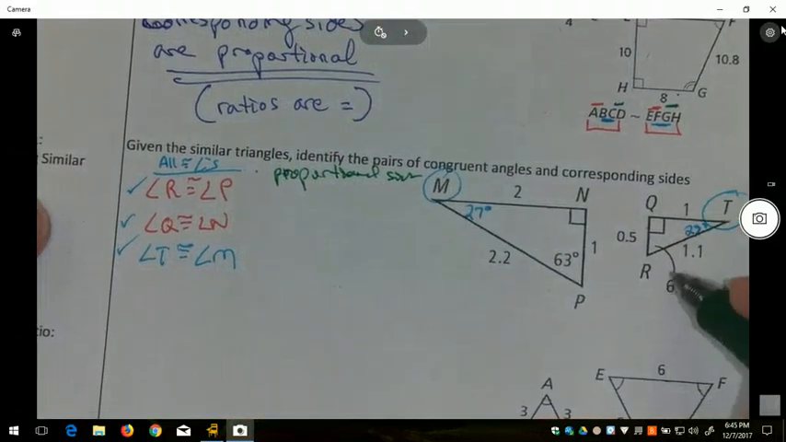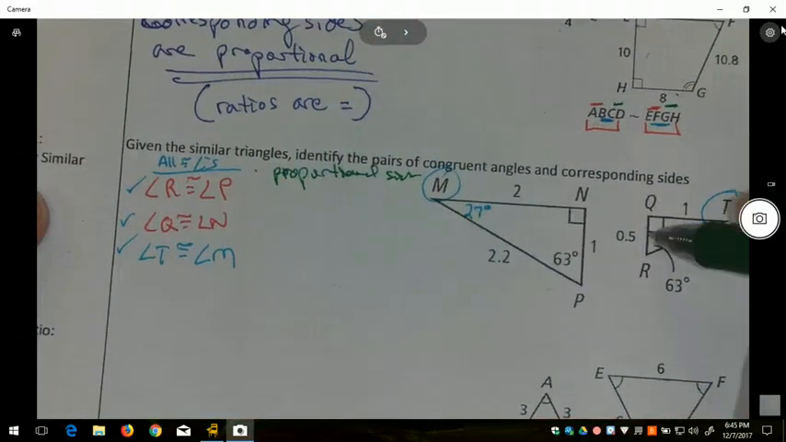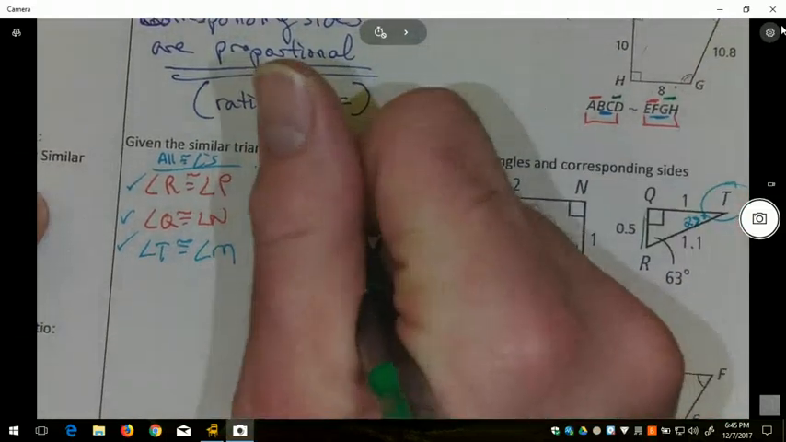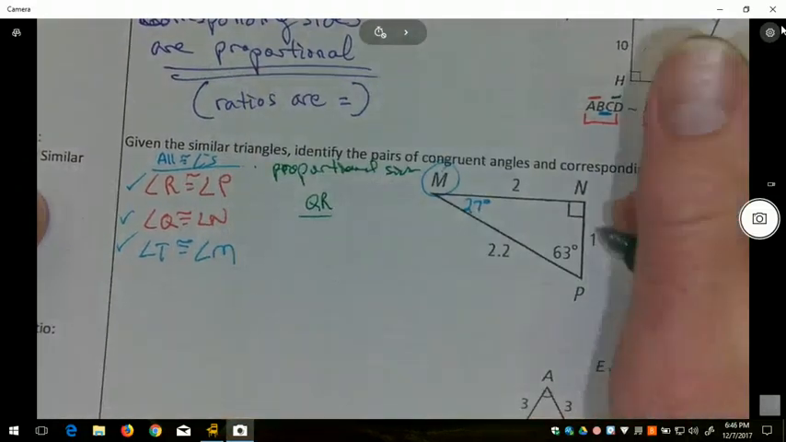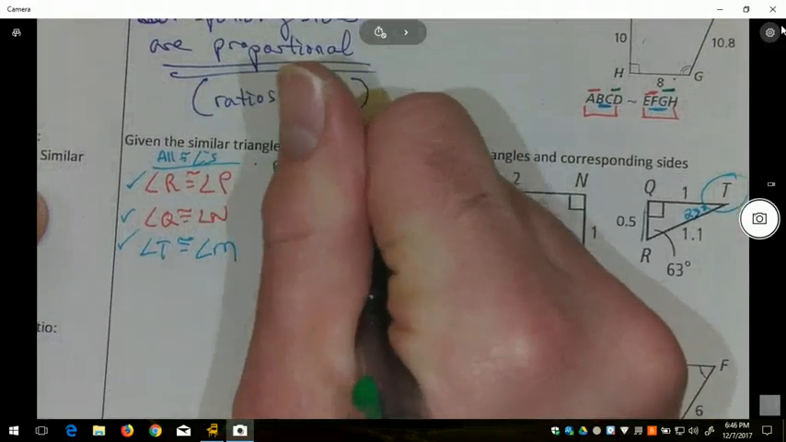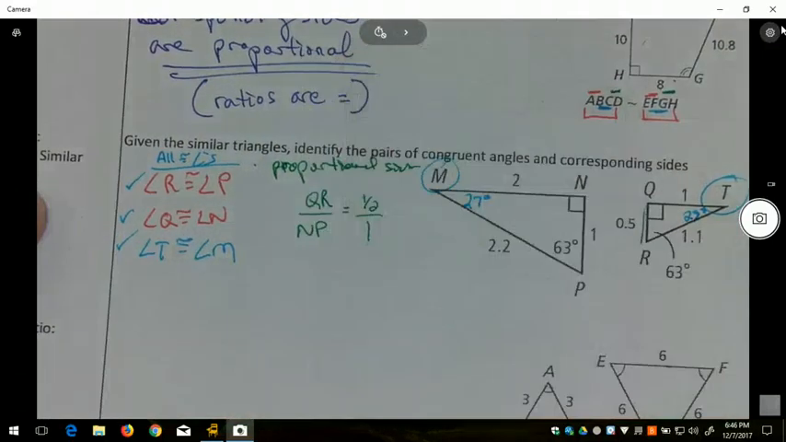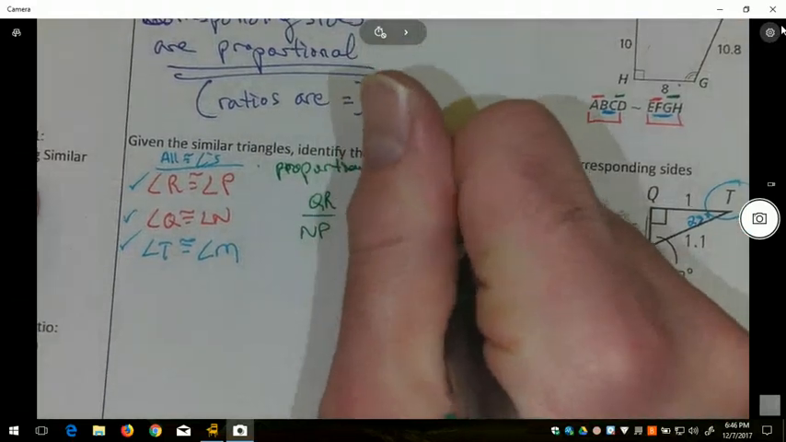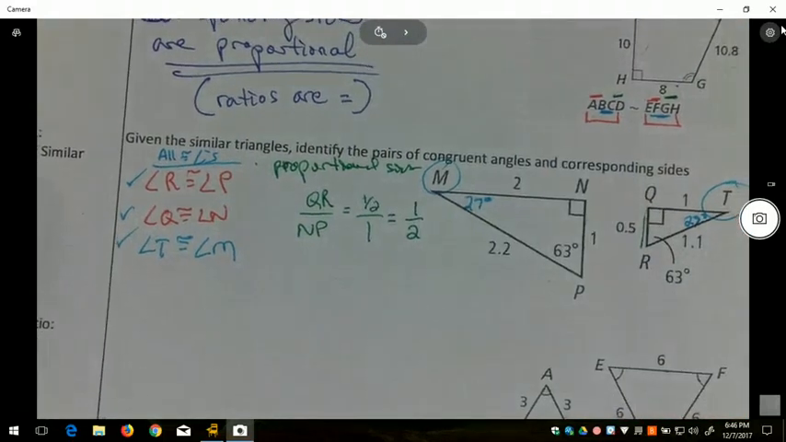So in this case, I'm going to do the short over long first. I have 0.5 over 1. So I have QR, I guess I should have done this the other way, over NP, which is 1/2 over 1, which, if I multiply by the reciprocal, is just 1/2.